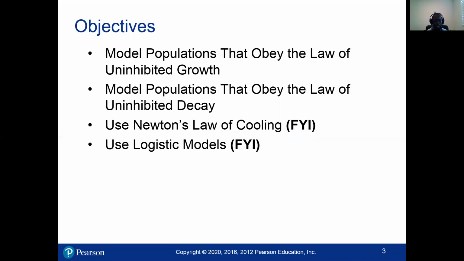Now, here are the learning objectives. We'll look at model populations that obey the law of uninhibited growth, and that obey uninhibited decay. And like I said, I will mention for your information Newton's law of cooling, and also the logistic growth model.